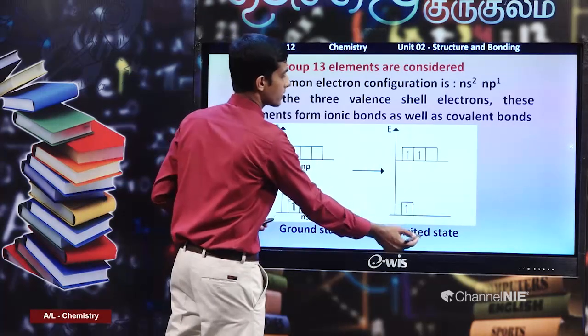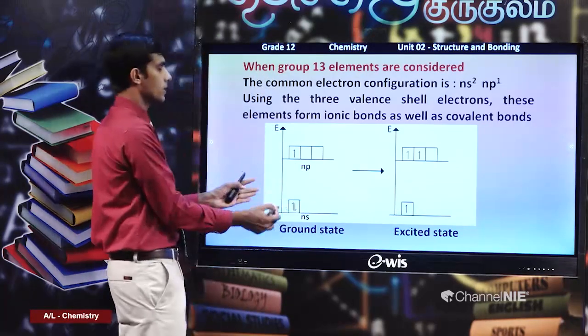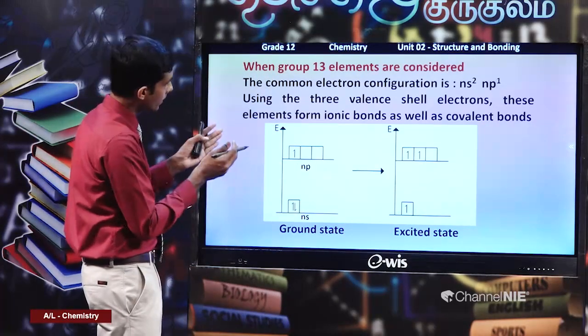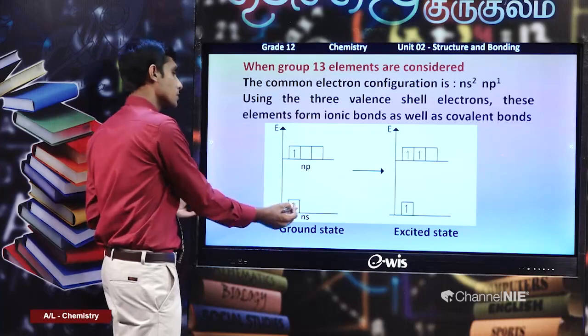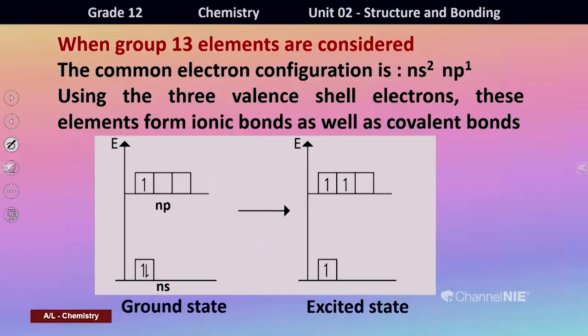So the excited state is this one. This is called the ground state, the lowest possible energy state. So when one electron from the s subenergy level absorbs some energy and moves into the p subenergy level, it results in an arrangement like this, 3 unpaired orbitals. So 3 unpaired orbitals means it can now form 3 covalent bonds.